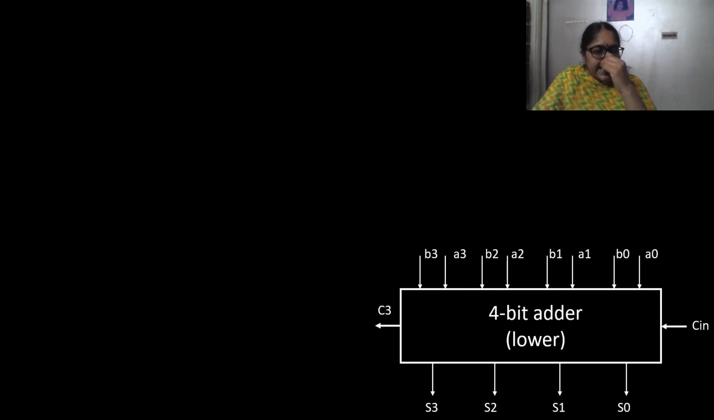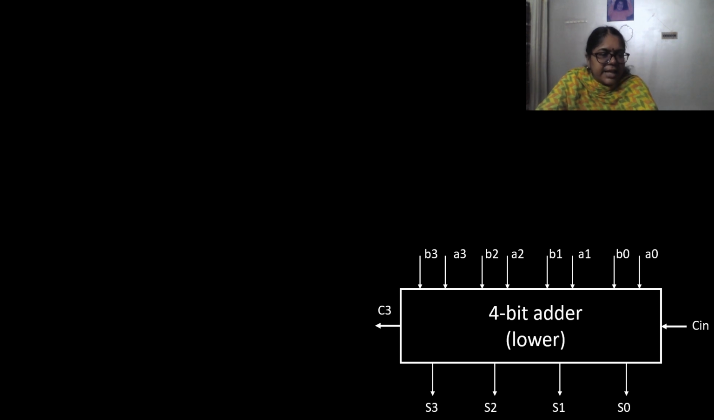Now, let us take one 4-bit adder to which A0, B0, A1, B1, A2, B2 and A3, B3 are given as inputs. Cin, that is the carry input, is also given as the input. So what does this imply? This implies that this 4-bit adder consists of 4 full adders. And the carry is propagated from one stage to the next.